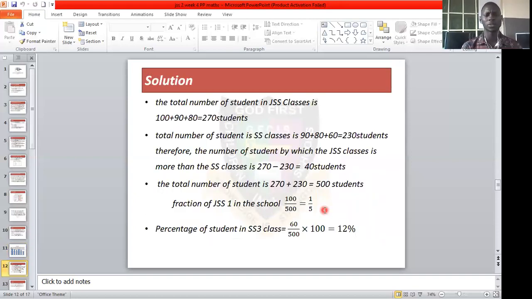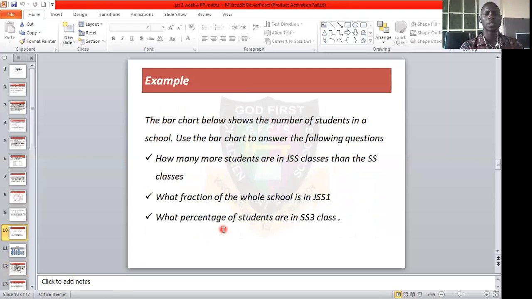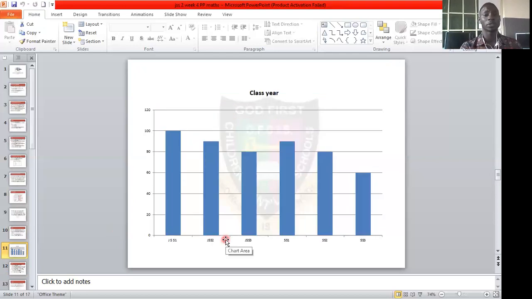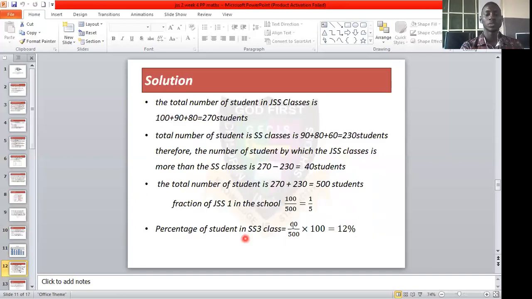Number three question says, what percentage of students are in SS3? The total number of students in SS3 is 60, and that's 60 over 500 times 100 to get the percentage, which will give us 12%. That is 12% of SS3 out of the 100% in the whole school. The total number of the whole school in percentage is 100, so SS3 only occupies 12%.